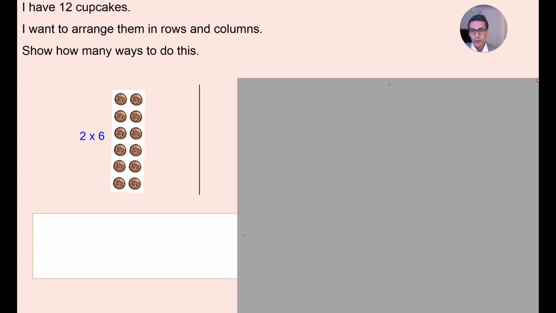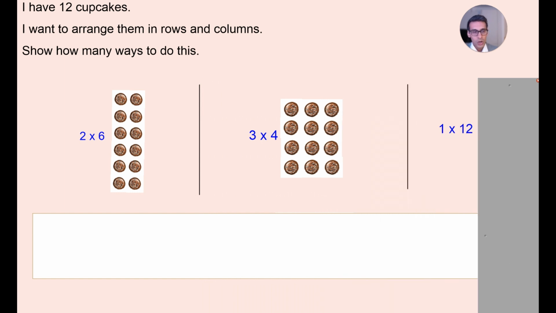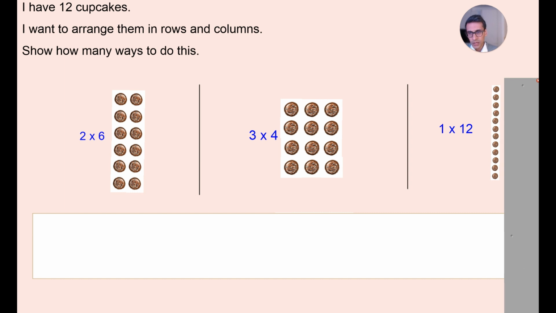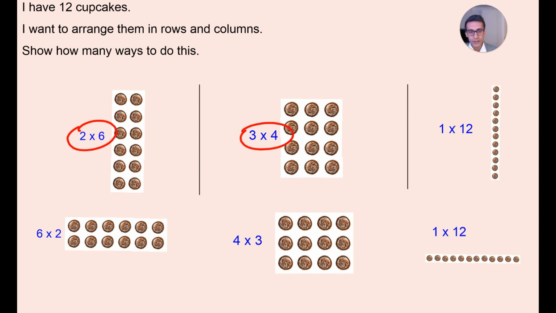Okay, so another array could be a 3 by 4 array, and another one could be 1 by 12. Now you might rotate these arrays, and you might do 6 by 2, or a 4 by 3, or a 12 by 1. They're all correct, but we're only going to count the first arrangement. We're not going to double count these arrays. So these are, because of the commutative law, we're going to count them as the same thing. So 2 by 6 is the same as 6 by 2.